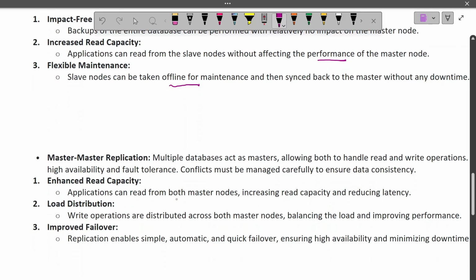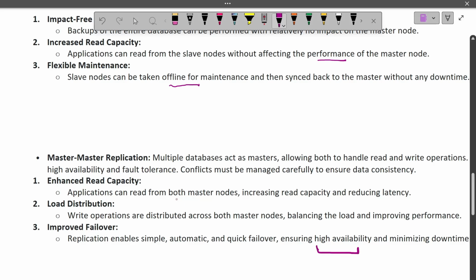Coming to master-master replication. Over here, there is no master, there is no slave. Everyone is master. So all of them are handling the read and the write. Now, when do we use which one? We'll come to that. When we do this, what are the advantages? We have load distribution. Read capacity is not just being handled by the slave. Everyone is doing read and write. And there is improved failover, because the data is being continuously replicated across all the servers equally.